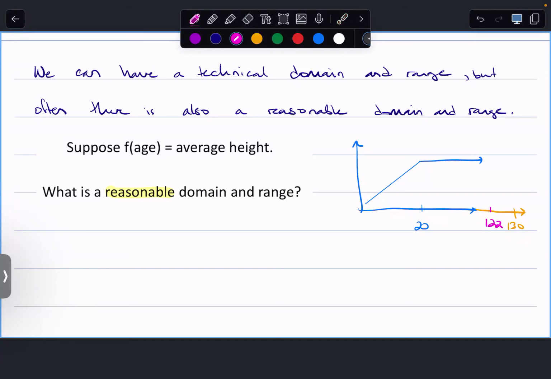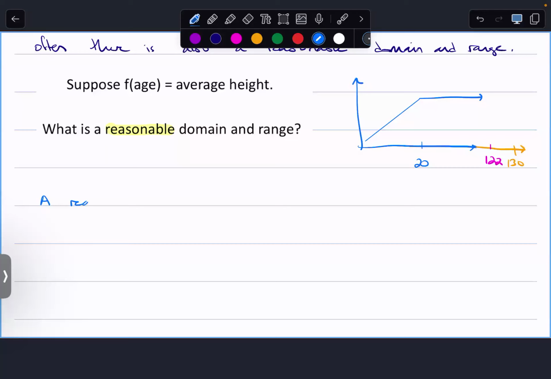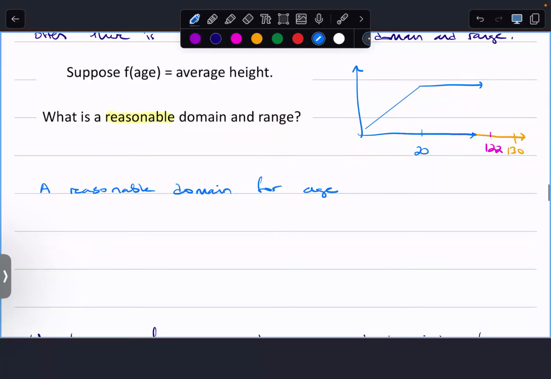And so a reasonable domain for age could be between 0 and 130. Now, mathematically, though, if you've drawn a line, it keeps going and going and going. Same thing with the other line. So the technical domain would be negative infinity to infinity. But we have this reasonable domain where we would cut it off. So I'm not going to draw that on there.